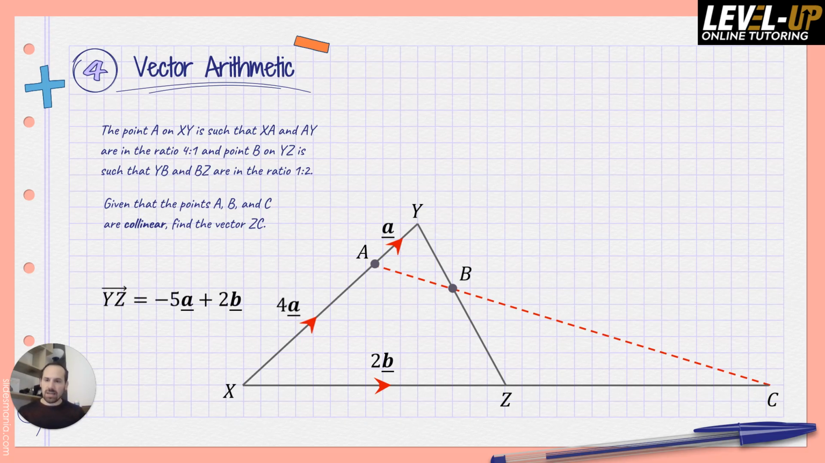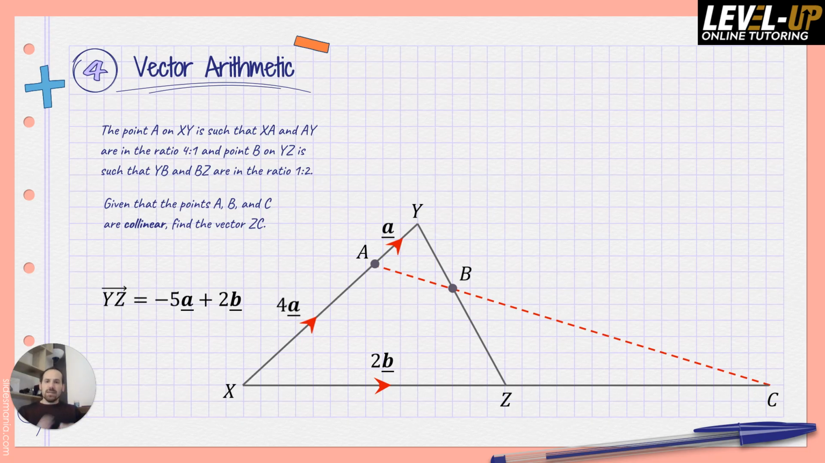So YZ, let's try and calculate what that is, because we need to know what YB is. But we can't really work out YB directly. But if we can work out YZ, we can then use that ratio that was given to find out what YB is going to be. And YZ we can work out because we can go from Y to X and then to Z. So Y to X is minus 5A because we're going in the opposite direction to our vector there, which was 5A. And then we're going positive 2B. So we get that vector for YZ.